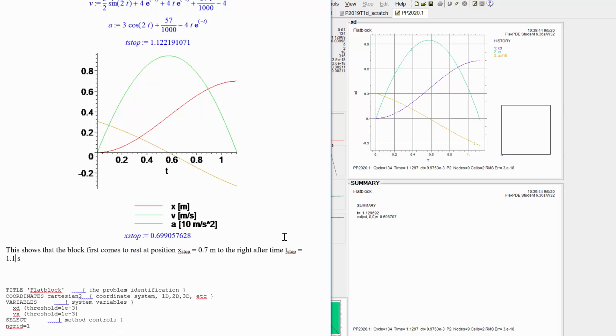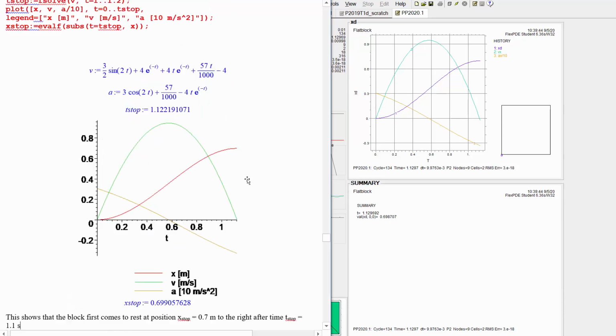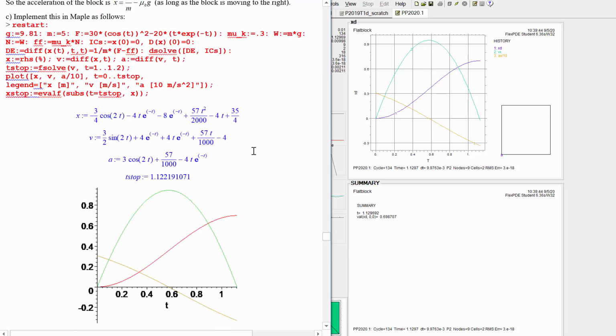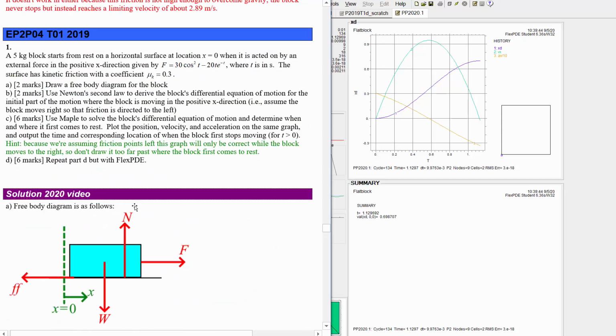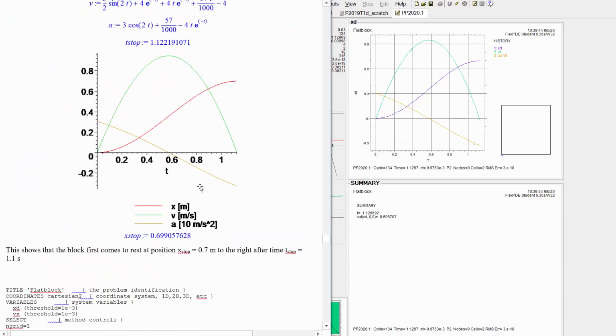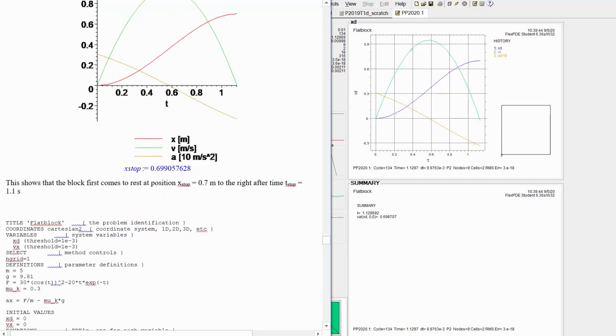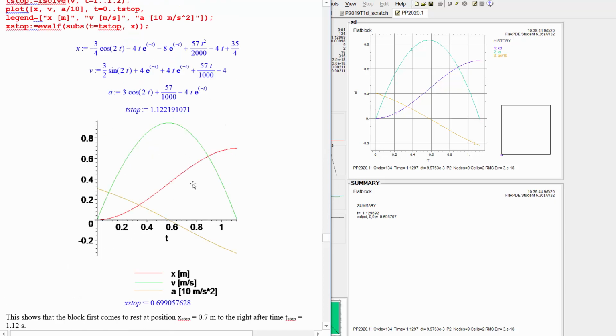Maybe it's hard to know how many significant figures we can actually put into this. It depends on how many significant figures we had at the start. Since we started with information that mu k is 0.3 and the mass is 5 kilograms, we don't have more accuracy than that. It's hard to justify too many significant figures for t stop. But since it's changing quickly in time, using 1.1 might not be accurate enough. So we'll say 1.12 seconds to kind of summarize that.